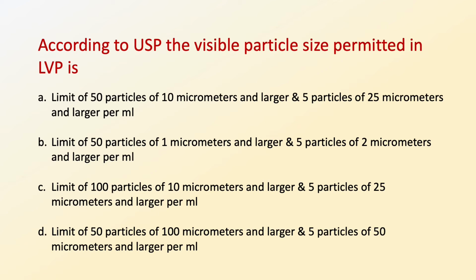Option D, limit of 50 particles of 100 micrometers and larger and 5 particles of 50 micrometer and larger per ml. So, according to United States of Pharmacopoeia, the particle size permitted in large volume parenteral is limit of 50 particles of 10 micrometers and larger and 5 particles of 25 micrometers and larger per ml. So, the correct option is option A.